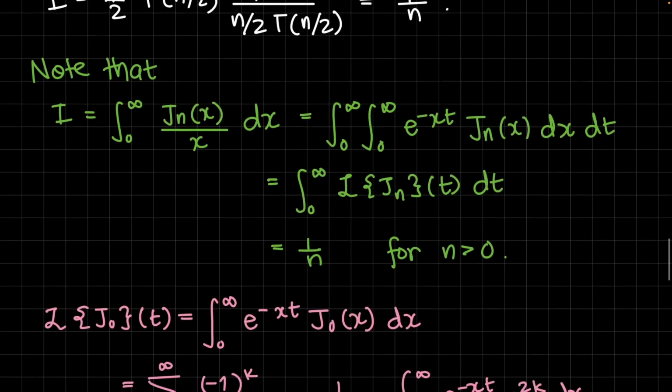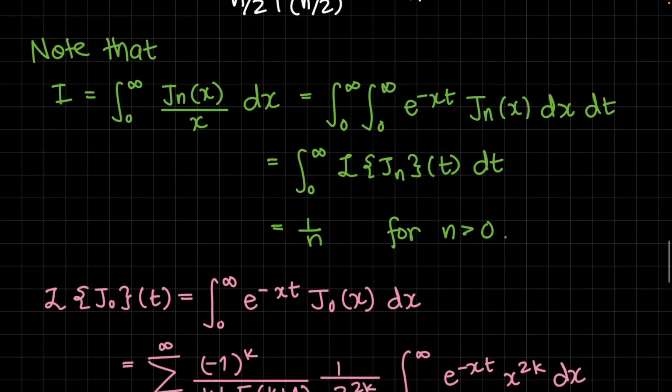So we solved yet another problem. If you see the Laplace transform of the Bessel function integrated from 0 to infinity, then you know the answer is just 1 over n.